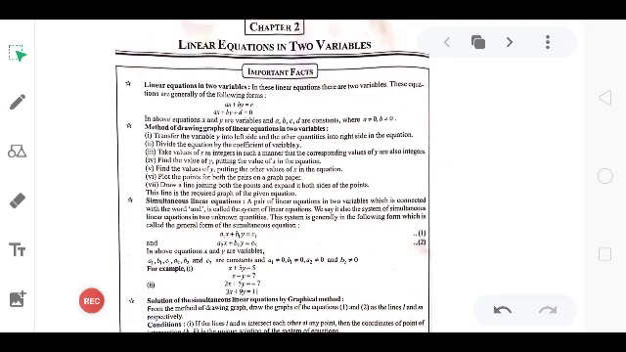Today I will discuss chapter 2, linear equation in two variables. So what do you mean by linear equation in two variables? In previous classes you have already seen linear equation in one variable. So now we will discuss linear equation in two variables. In this linear equation there are two variables.